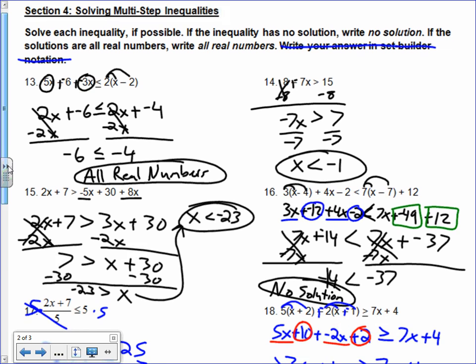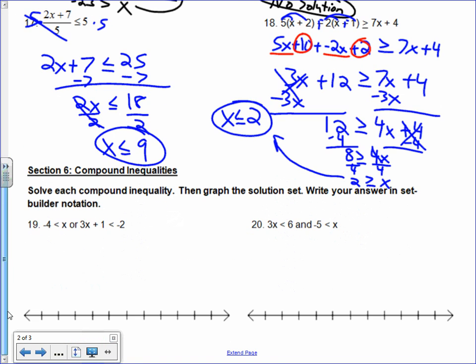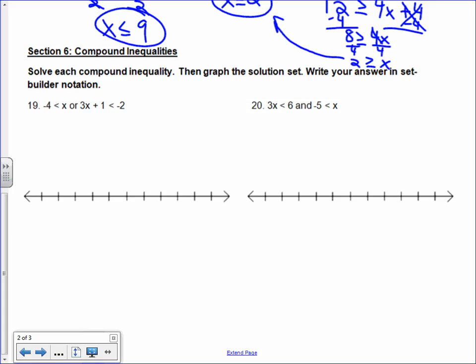So let's move on then to section, well, we're skipping section 5, so section 6. Got a few here. Section 6 is dealing with compound inequalities. The first one we have here is an or, the second one is an and. Solve each one and graph, and write it in set builder notation. So 3 parts here. First one, looks like this is solved.